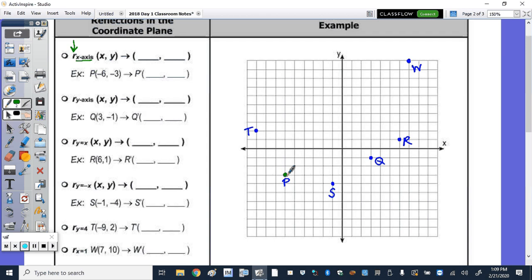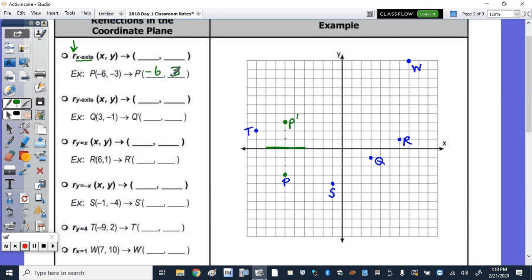So the x-axis, I'm just going to highlight a section of it. So from the axis, we count down, 1, 2, 3. So then we're going to go up, 1, 2, 3, and here's P prime. Okay, so as we can see, we didn't move left or right, so that x value is going to stay the same, and instead of going down 3 from the axis, we went up 3.